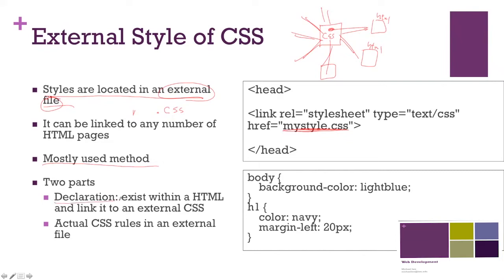Okay, so that's why it is a mostly used method, of course, and two parts. One, declaration. What do you mean by that? You have to establish this linkage between your HTML and CSS. It's exactly the same concept whenever you put an image inside of HTML. What did you learn? You have to make a connection between HTML and photo, right? It's just like a linkage. It's not embedded. But what you actually see in HTML looks like it's a part of it. HTML can never actually have an image in it, right? It's exactly the same concept.